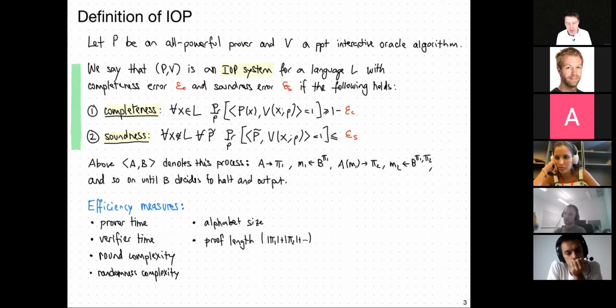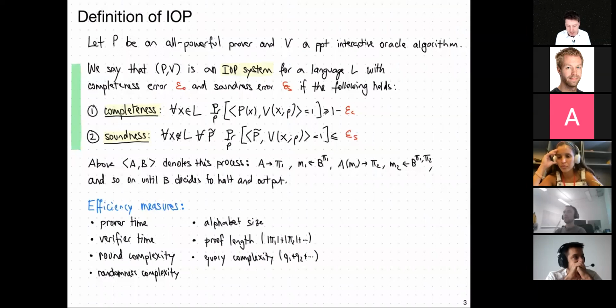Proof length, what does it mean in this case? Well, we're going to add up the sizes of all the oracles that are produced by the prover. So if the prover sent the oracle pi1 in the first round and the oracle pi2 in the second round, then the proof length will be the sum of the respective oracle sizes. Okay, so this is consistent with the communication complexity from the prover to the verifier in an IP, right? There we add up all the prover message sizes to make up the prover-to-verifier communication complexity. So the proof length is that.